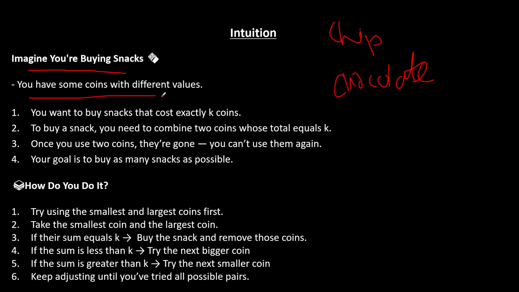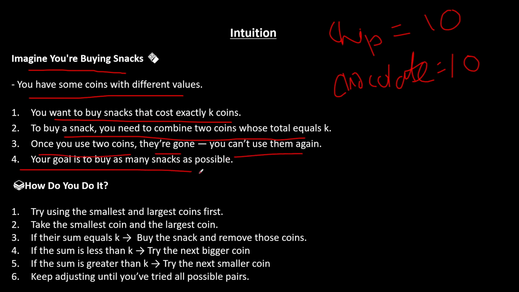We have some coins with different values or different denominations. And you want to buy snacks that cost exactly 10 coins. For example, if the price of the chips is 10 and the price of the chocolate is also 10, you are only allowed to buy chips or chocolate or any other item of rupees 10 only. You need to combine two coins. You cannot just use one coin of 10 and buy anything. You need to combine two coins, make a pair of it, and buy it. Once you use two coins, they are gone. You cannot use them again. Your goal is to buy as many snacks as possible.